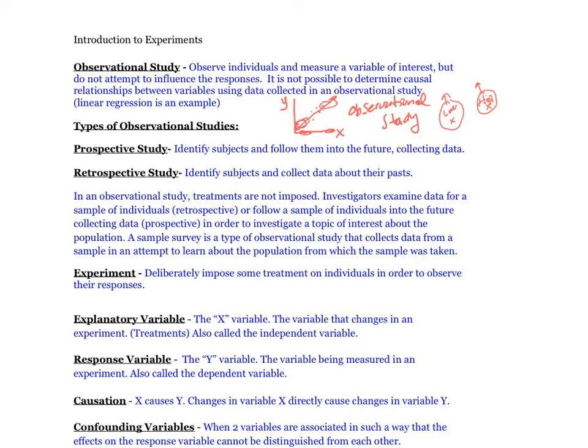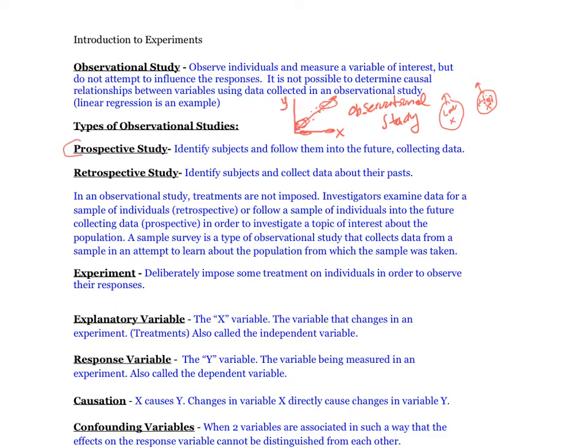There are two types of observational studies, a prospective study or a retrospective study. In a prospective study, we identify subjects and follow them into the future collecting data. Okay. So maybe we have a bunch of people that have high blood pressure, so we prescribe a medication for them, and then follow them for a few months of checkups to see if their high blood pressure is getting better.